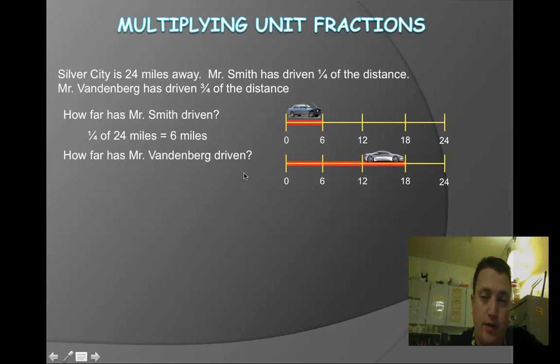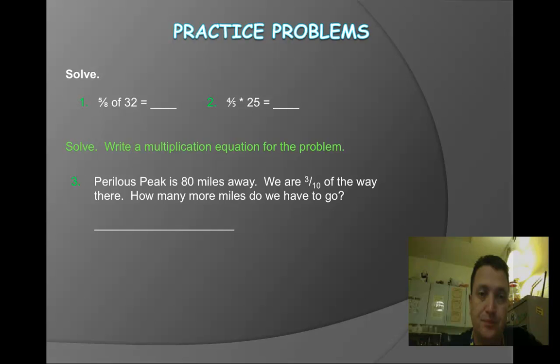Now, how far has Mr. Vandenberg driven, okay? Well, I have driven 3/4 of the distance. So 1/4 is 6, 2/4 is 12, 3/4 is 18, okay? Remember, I've driven 3 times as far as Mr. Smith has. I've got 6 miles here, right? 3 times 6, that's going to be 18 miles, all right?